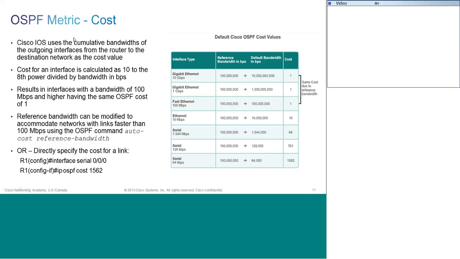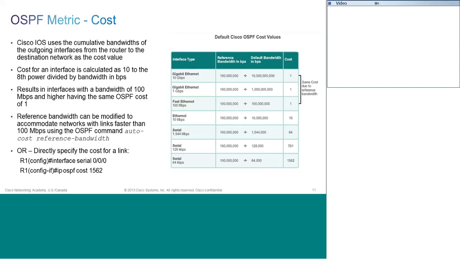OSPF uses cost as a metric. A lower cost indicates a better path than a higher cost. A 10 megabit per second Ethernet line has a higher cost than a 100 megabit per second Ethernet line.